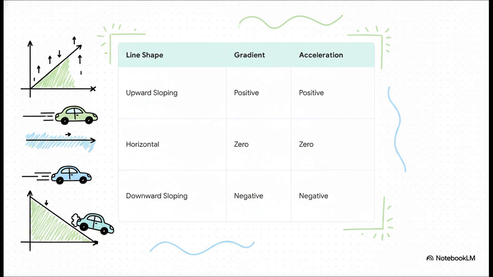So here's how it all plays out visually. If you see a line sloping upwards, that's positive acceleration. The object is speeding up. If you see that flat horizontal line, that's zero acceleration. It's moving at a constant velocity. And if you see a line sloping downwards, that's negative acceleration. It's decelerating or slowing down. It really is that straightforward.